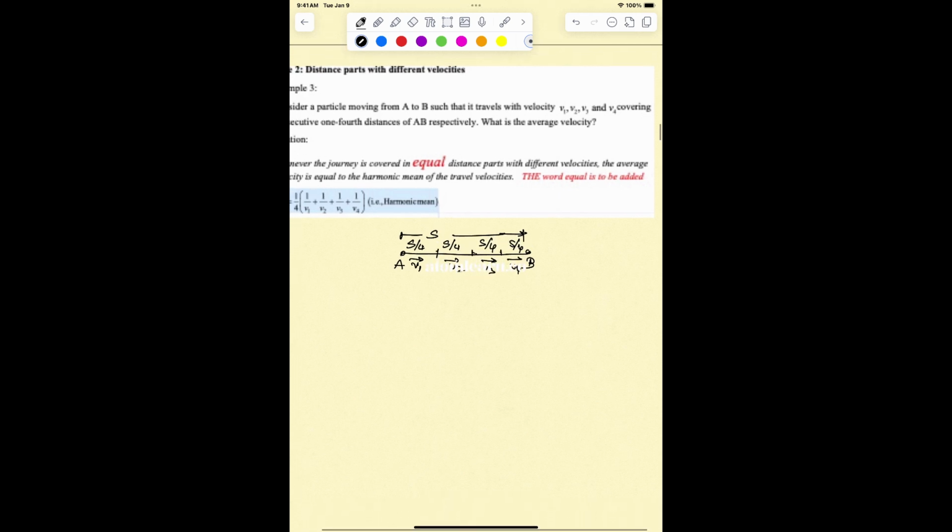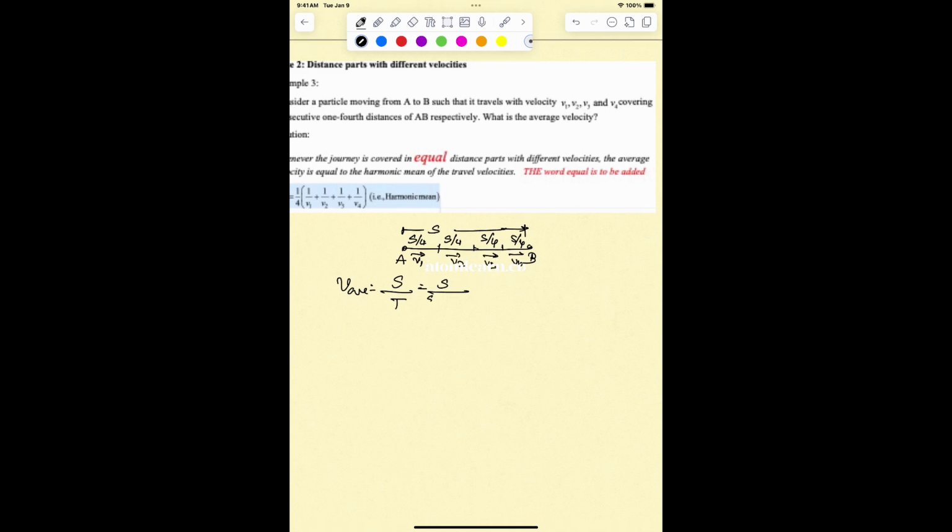What is the definition of average velocity? Again, nothing but total displacement by total time taken. Let us now find out the total distance, which remains the same. Now we will find out the total time taken. For the first part, it is covering S by 4 distance with the velocity V1; this is the time T1 for the first part. Similarly, S by 4 by V2 is the second part. Similarly, S by 4 by V3 plus S by 4 by V4. Therefore, S will get cancelled from numerator and denominator. Therefore, we get 1 divided by (1/4 common) (1/V1 + 1/V2 + 1/V3 + 1/V4), which is the average velocity.